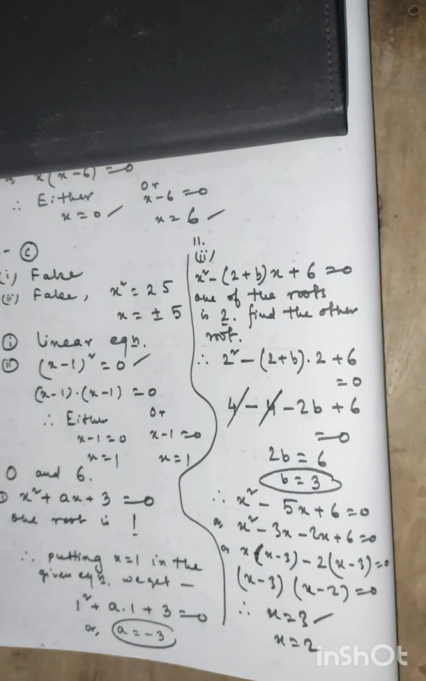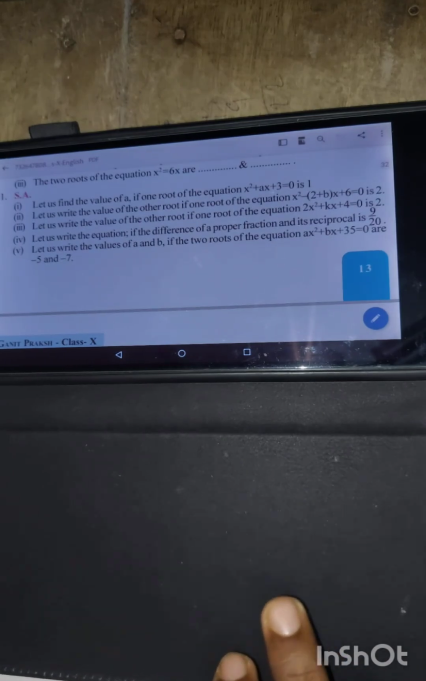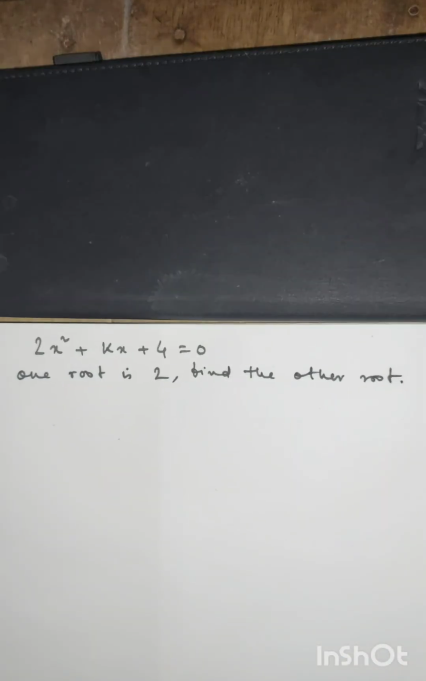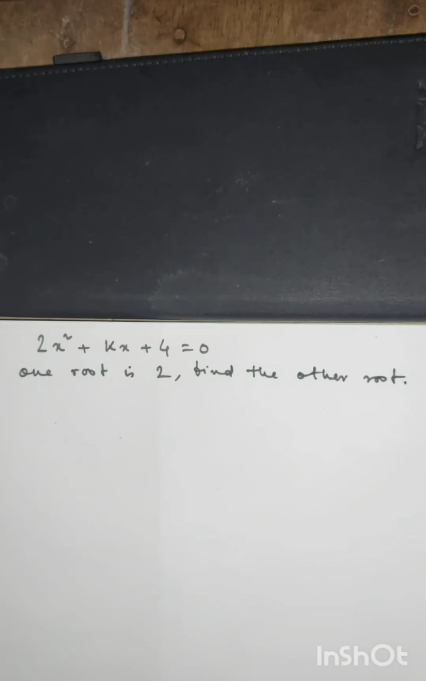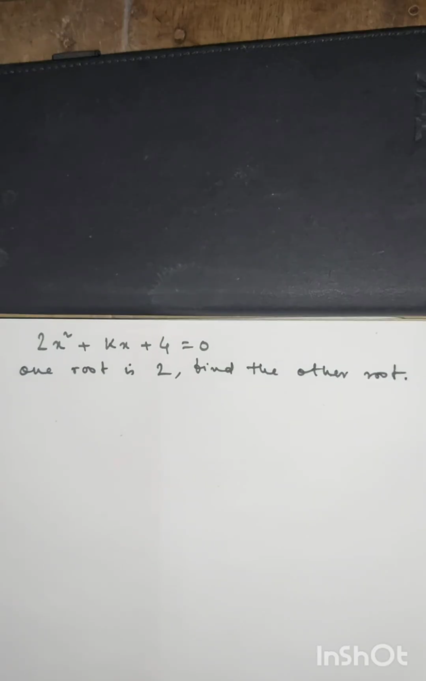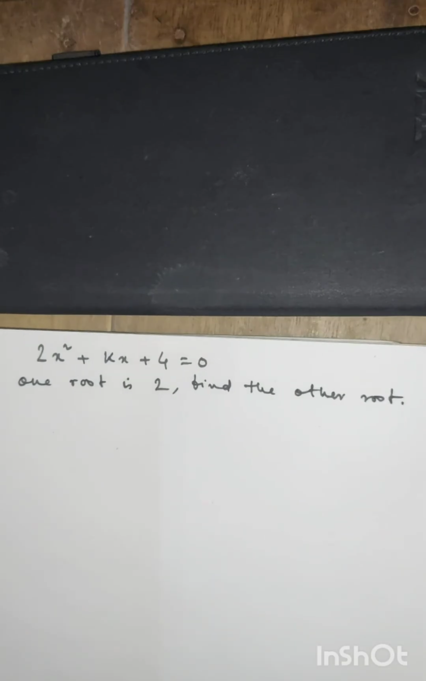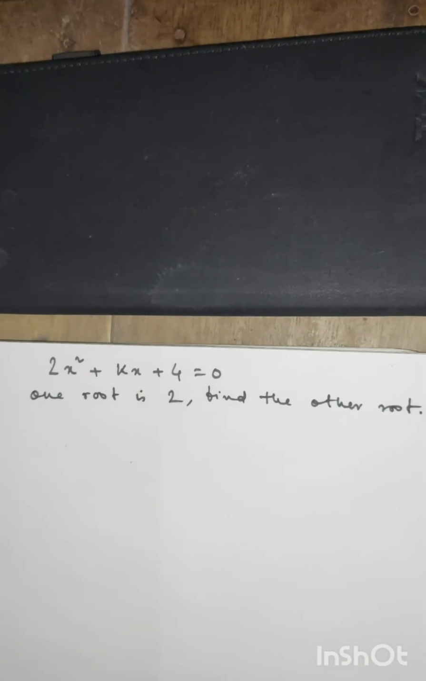Now let us proceed to the next question, that is Roman 3 of 11. It says, let us write the value of the other root if one root of the equation 2x square plus kx plus 4 equal to 0 is 2. If one root of the given equation is 2, then we can put 2 in place of x, and that will satisfy the equation.